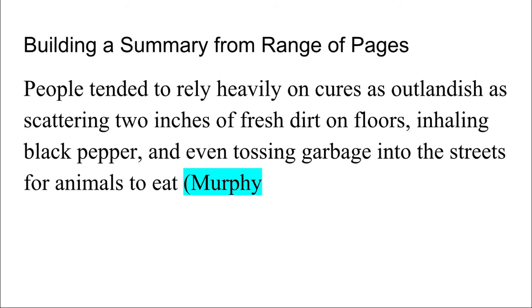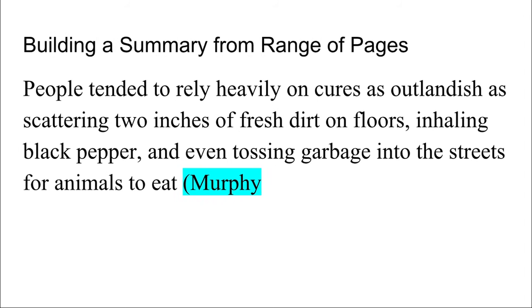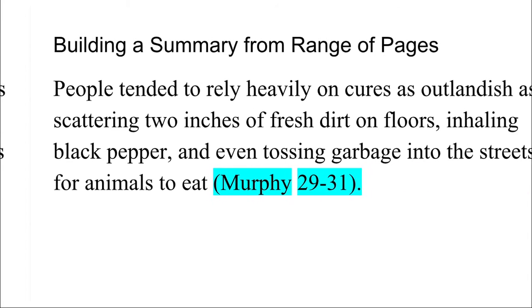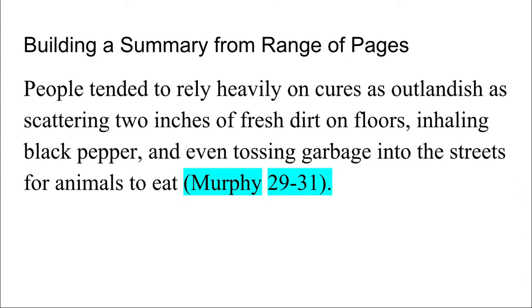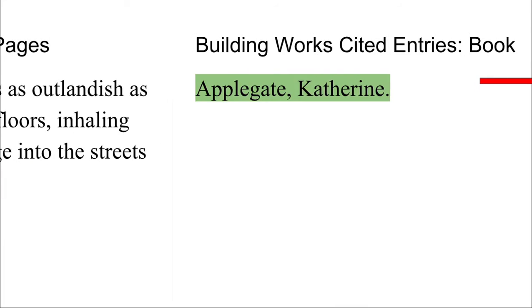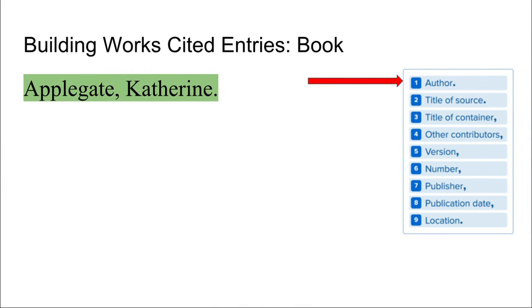List the author, space, and the pages from which you retrieved this summary. Here there is a hyphen between the beginning and the ending page numbers. No spaces. Conclude with the final period. While this does not cover all instances you will encounter, it does give you a good start. Consult a teacher or the MLA handbook for further guidance. And then we will begin how to build works cited entries.